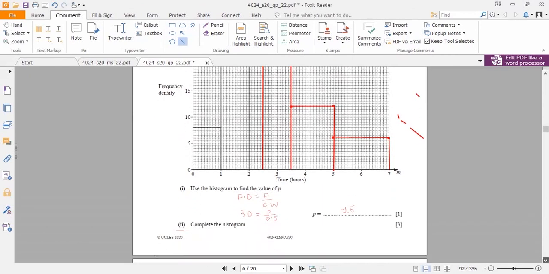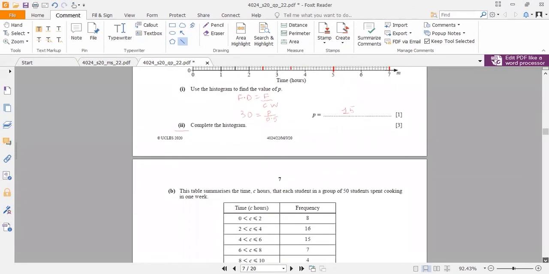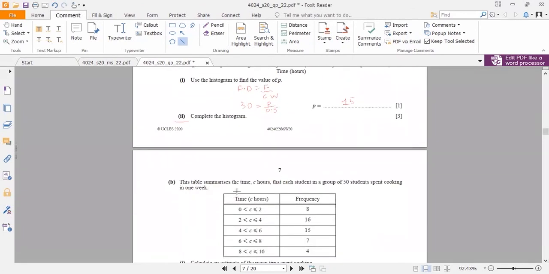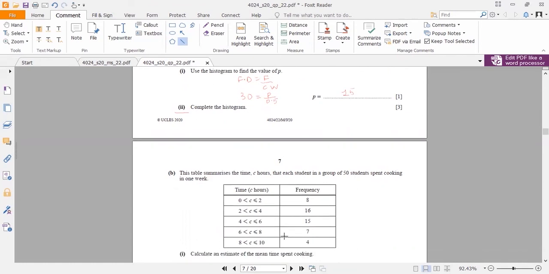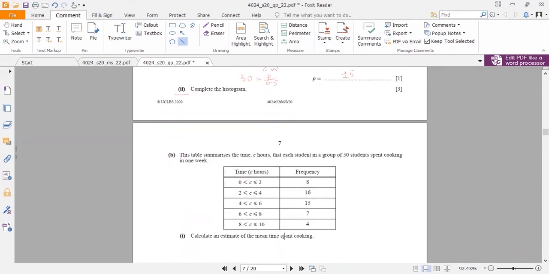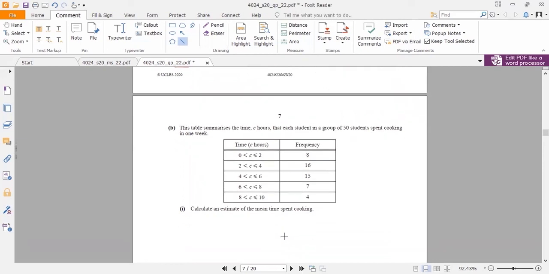Okay, now come to the next part. This table summarizes the time that each student in a group of 50 students spent cooking in 1 week. So 8 students spent 0 to 2 hours, 16 students spent 2 to 4 hours, and so on. We have to calculate an estimate of the mean time spent cooking.